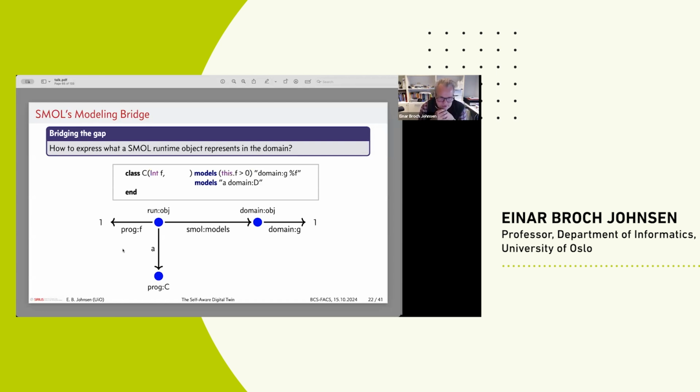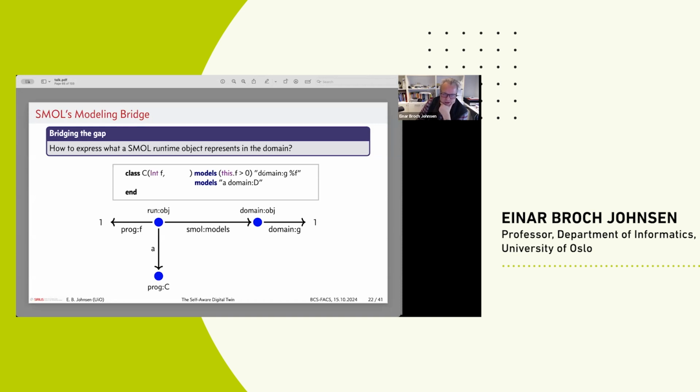And in particular, what I find interesting in this line of work is to look at this modeling bridge, linking the runtime graph to the domain graph, as a very dynamic entity. So here's an example where we decide how the linking should be based on the state of the object. We can think about this as a guarded expression. So the modeling bridge says that if the value of field f in the object is larger than 0, then we should link it with this g relation to the value of f.